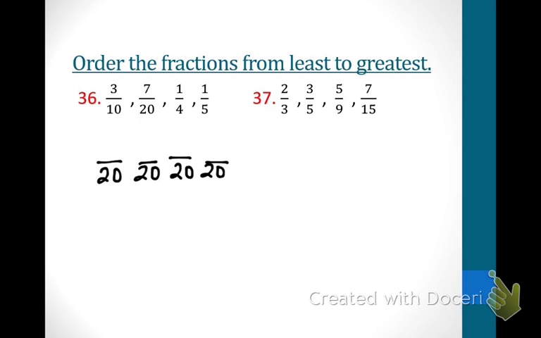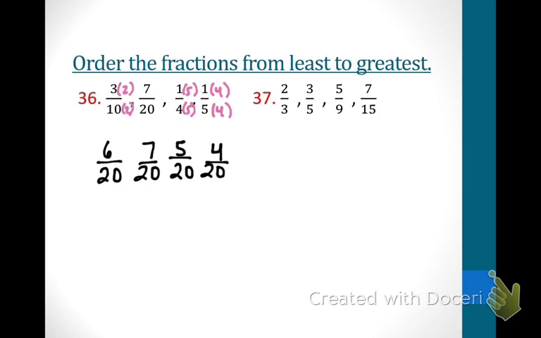How do I get from 3/10 to a 20th? Multiply by 2. Okay, multiply by 2 on top and bottom. What'd you get? 6 20ths. What about the next one? 7 20ths. You get to just keep it the same because it's already in the 20ths. Keep going, girls. Next one. Multiply it by 5 on top and bottom to get 5 20ths. Last one. Multiply by 4 on top and bottom, and you'll get 4 20ths.